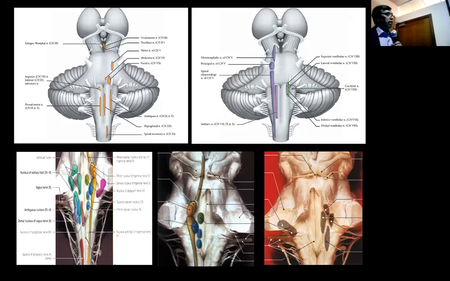There are the nuclei of the cranial nerves. These are the motor ones, and these are the sensory ones. Again, it looks complex, but it is not. If you start with one and then build on it, it will be easy. So I will do that with you step by step.